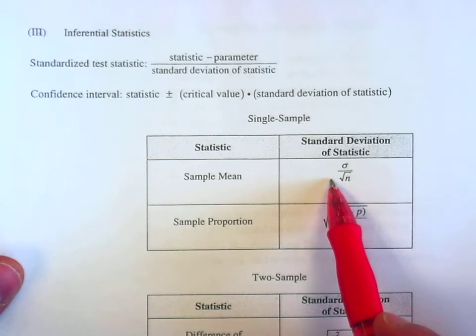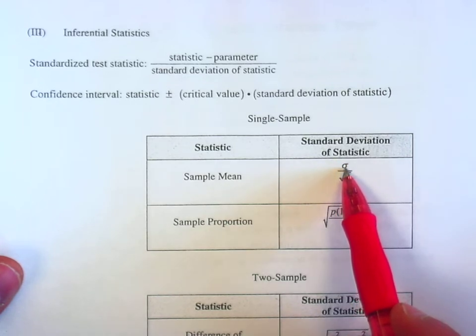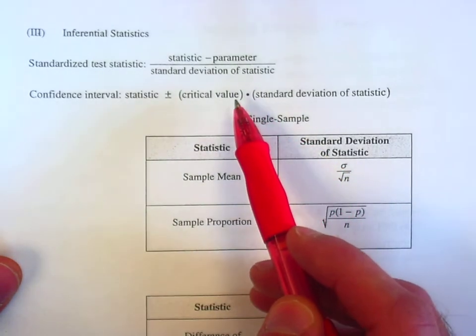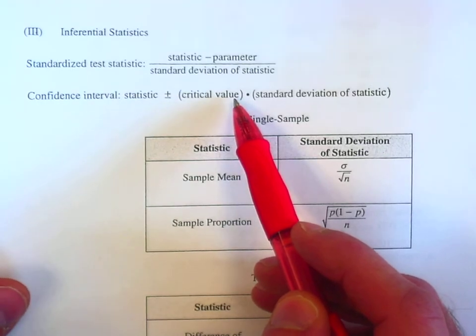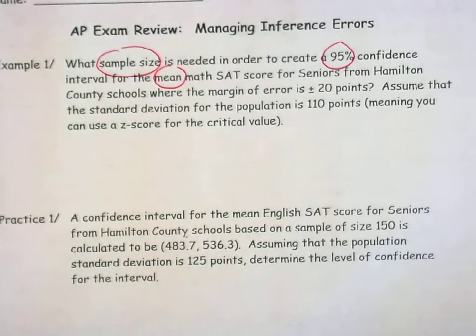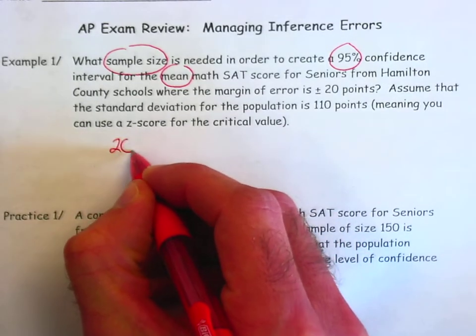Now, understand, we are trying to find the sample size. We haven't taken the sample yet, so I don't have a sample standard deviation that I can put in the place of sigma. That's why I'm going to make an estimate of what I believe the population standard deviation is. By using what I believe the population standard deviation might be, that means instead of using t-scores, I can go ahead and use a z-score here in order to make this estimate to help me find the sample size. So the margin of error that I'm interested in is 20 points.